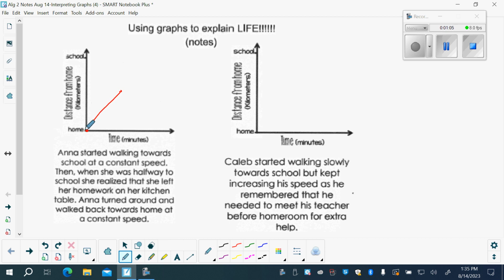Why is it a straight line again? Constant speed. So when it's constant, it's that straight line. But it says now she realized that she left her homework on her kitchen table, so she turned around and walked back towards home at a constant speed. So what would the rest of the graph look like? Same thing, except it's going the direction towards home, right? So we're just going to have a line symbol here.